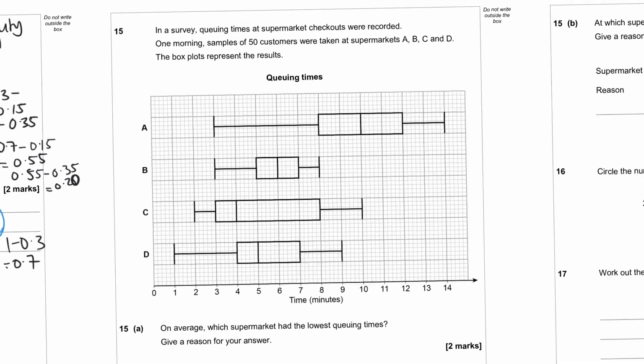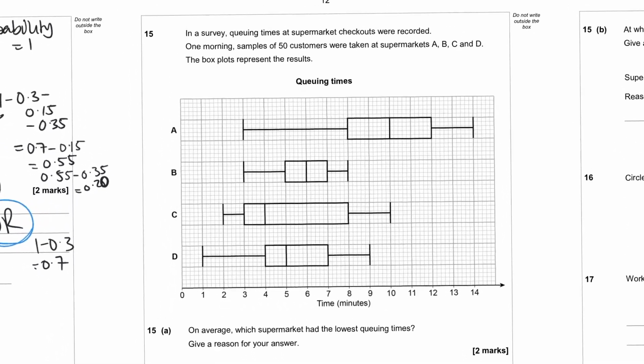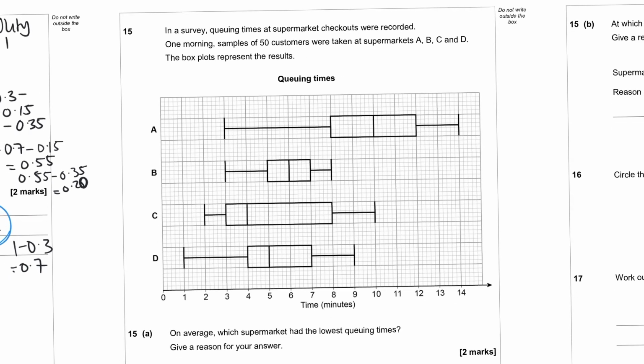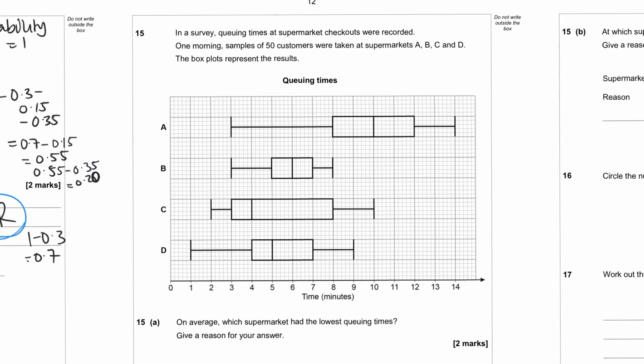Right, so looking at question 15, we've got box plots, which I'm actually planning on doing a video on very soon. That's my next video, box plots. So moving on, it says on average, which supermarket has the lowest queuing time?